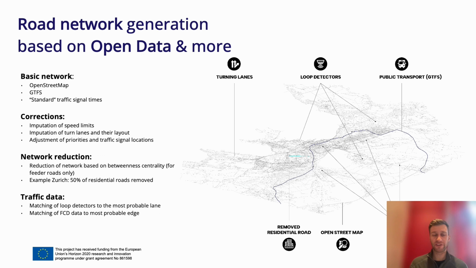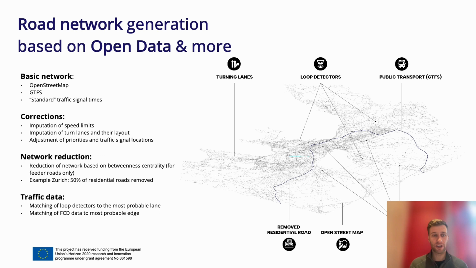So what we use is a notion called betweenness centrality, which is fairly famous in network science, which tells you about how central a road is, how many shortest paths would go over this road. And we then kick out, for example, in our Zurich network, roughly 50% of all residential roads based on that betweenness centrality. It's a modified betweenness centrality, but it goes along the lines of the betweenness centrality itself. We then continue to actually match all the traffic data that we have.